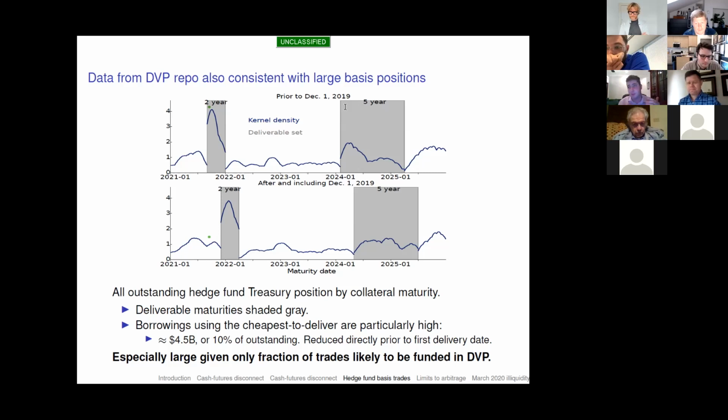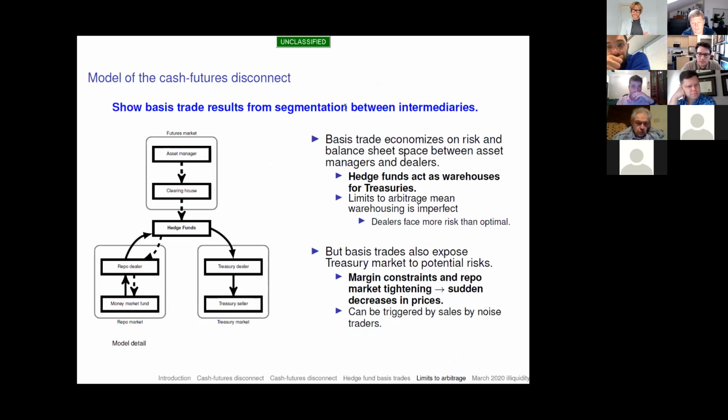Now, I'm going to turn to a brief description and overview of what we do in the model to try and place it in the broader context of treasury market structure. So in particular, the model we have in the paper shows how the basis trade results from segmentation between intermediaries. This takes place in a fairly standard limits to arbitrage framework, but we're using it to get more of an idea of how the three different types of agents are tied together in this market. In particular, hedge funds are taking these treasuries off of the balance sheet of traditional holders of treasuries, funding them in the repo market, and then holding them to deliver to the futures market ultimately.